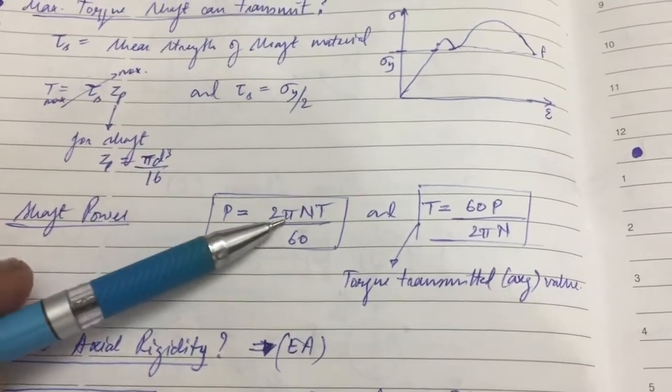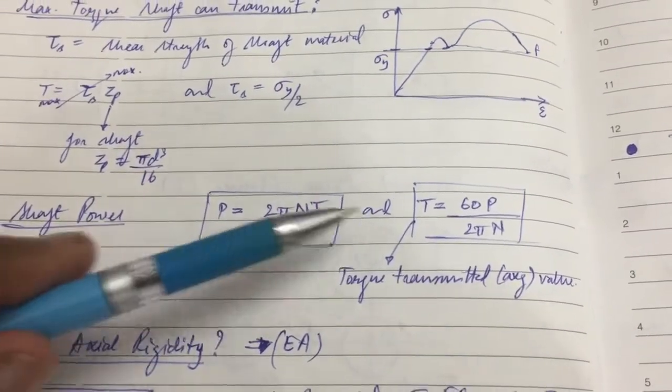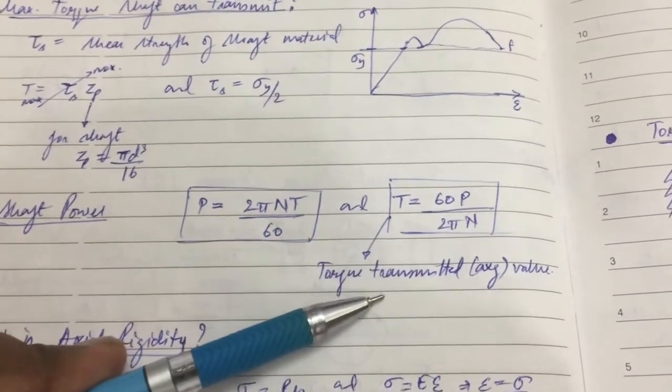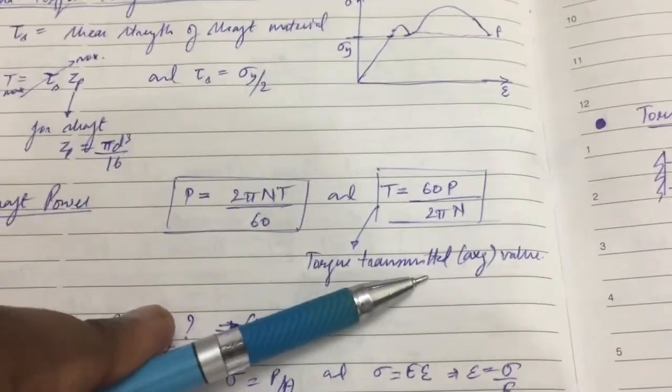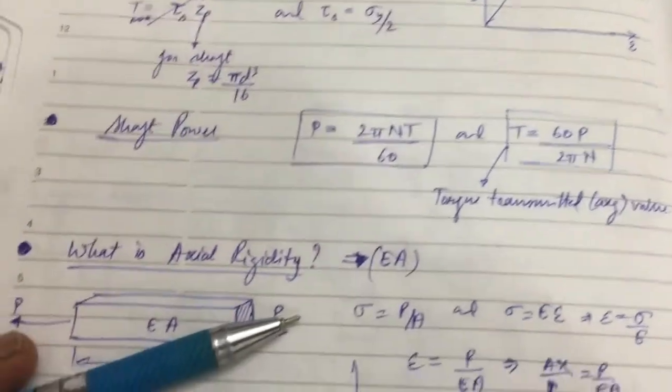That's the formula for shaft power. The shaft power formula is 2 pi n T by 60. From this we can also calculate the average torque value transmitted by the shaft.